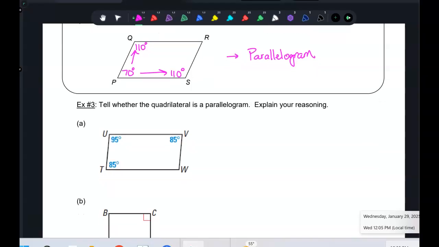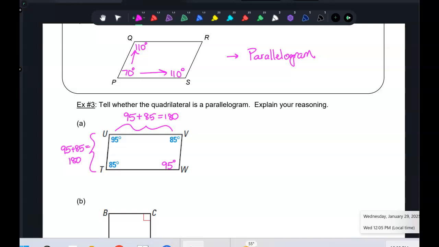Okay. Tell whether the quadrilateral is a parallelogram. What do you think? Do these two add up to 180? So we want to check, does 95 plus 85 equal 180? And then what about these two? 95, yeah, because they're the same. And then automatically, if these two add up to 180 and these two, what does this one end up being? 95. So each side needs to add up to 180.